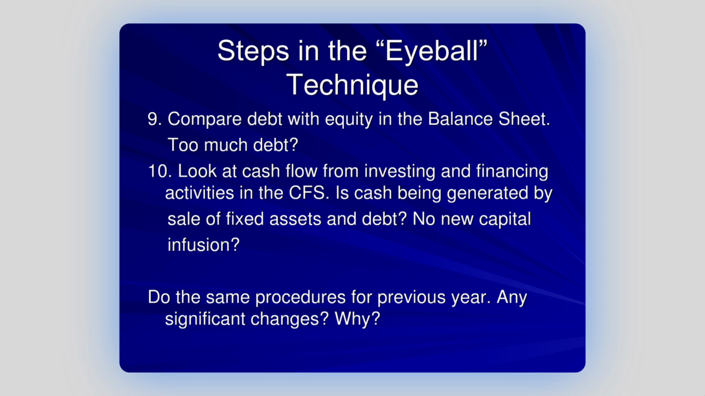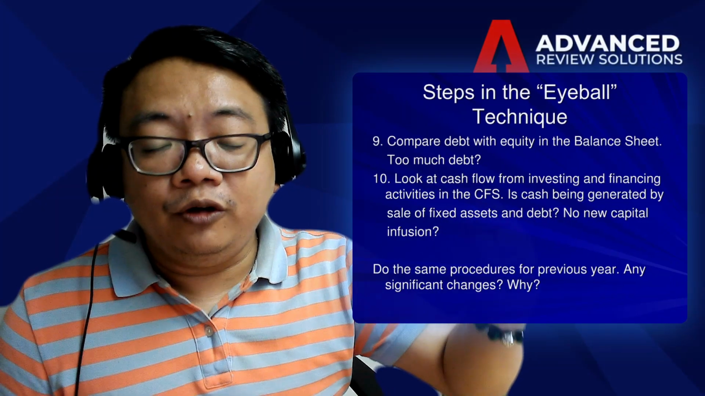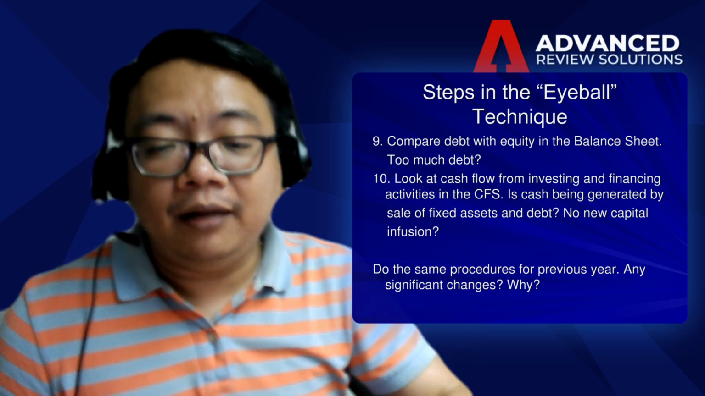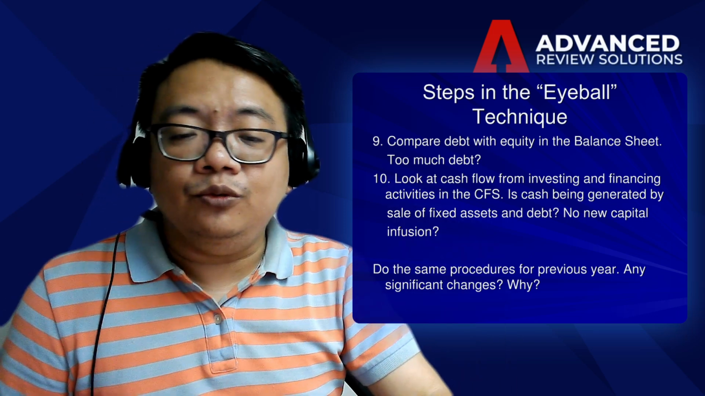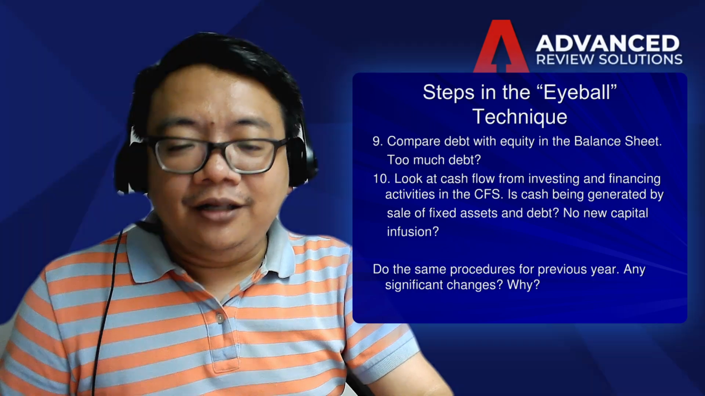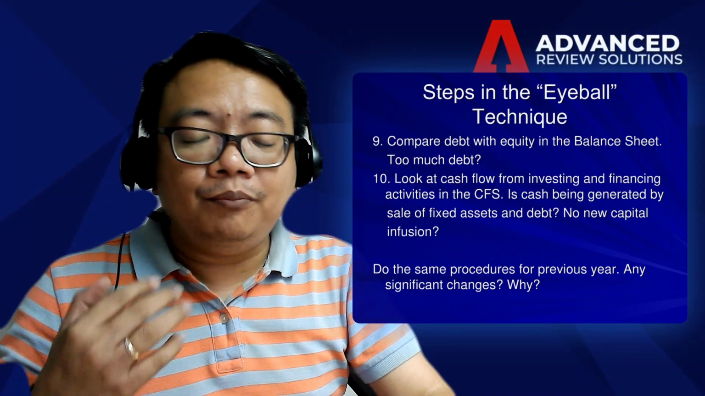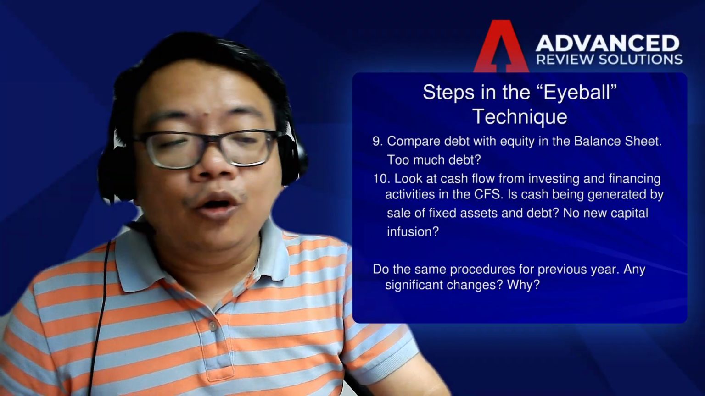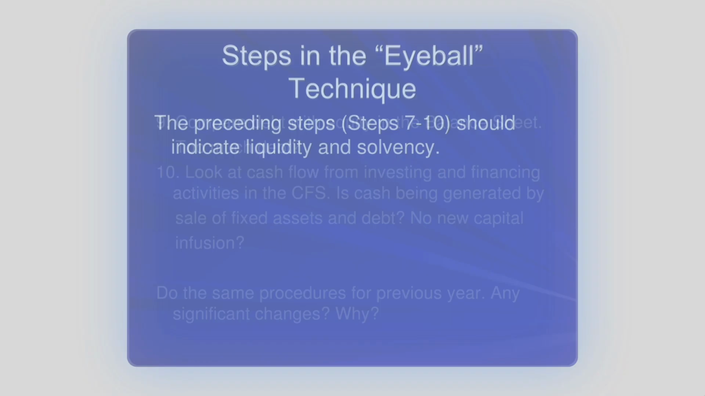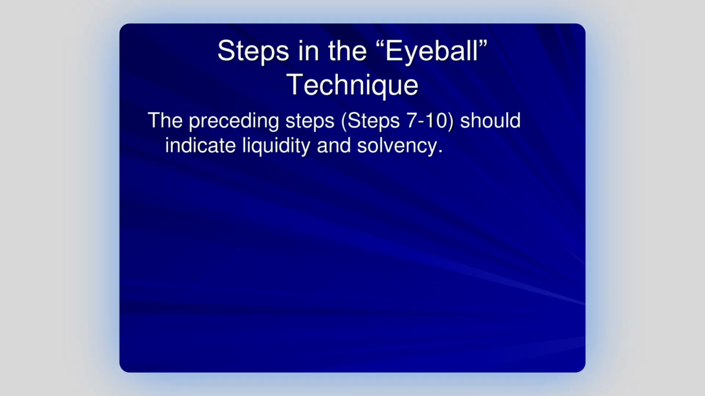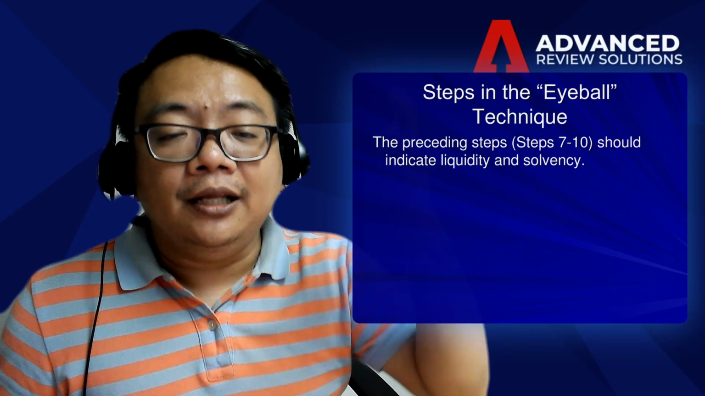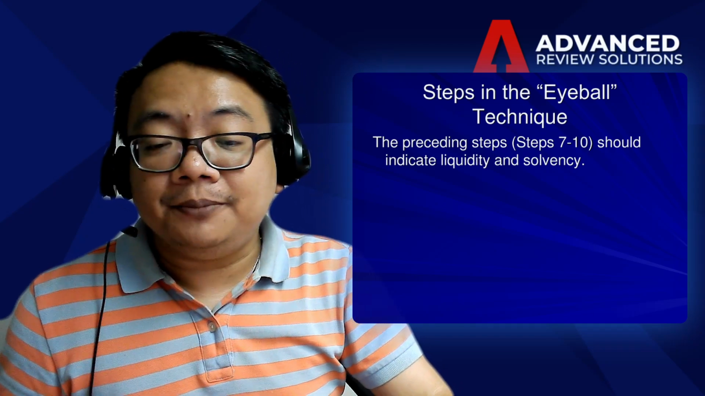Baka tayo ay more on you purchase more fixed assets pero ang dami mong utang. There is no capital infusion. All right. Do the same procedures for the previous year and any of the significant changes and why. So that's more about the solvency or the going concern of the business. The preceding steps 7 and number 10 should indicate, as discussed kanina, liquidity and solvency.